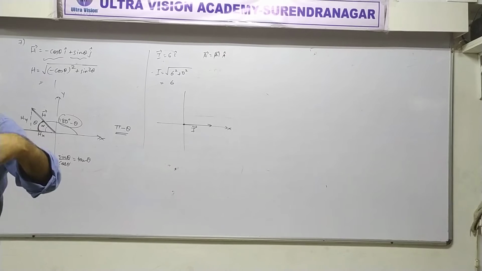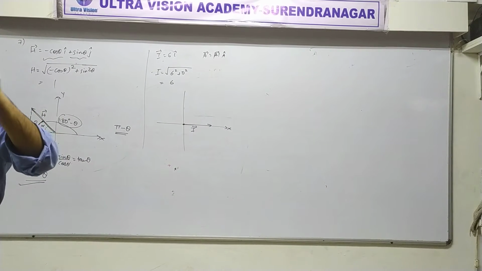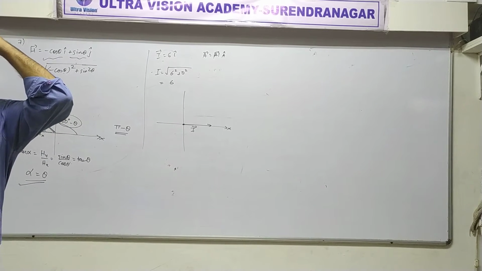Minus 5 j caret. Quickly, keep answering. Magnitude 5. Angle? With what?